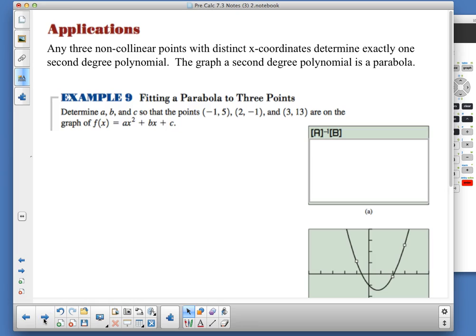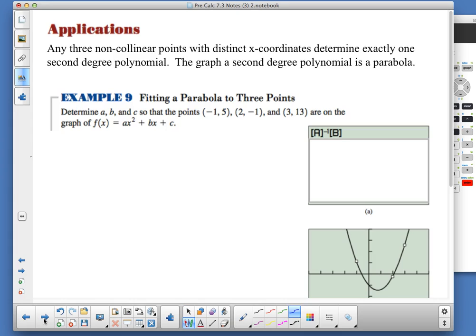Determine A, B, and C so that points (-1, 5), (2, -1), (3, 13) are on the graph of f of x equals ax squared plus bx plus c. Okay, we have 3 relationships here already. Any 3 non-collinear points with distinct x coordinates determine exactly one second-degree polynomial.